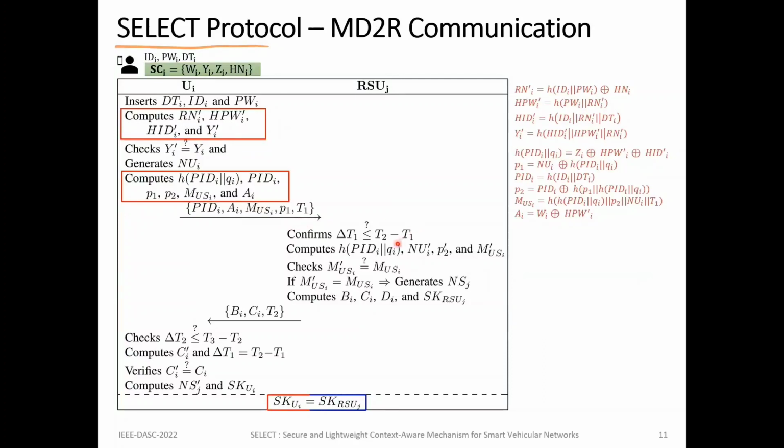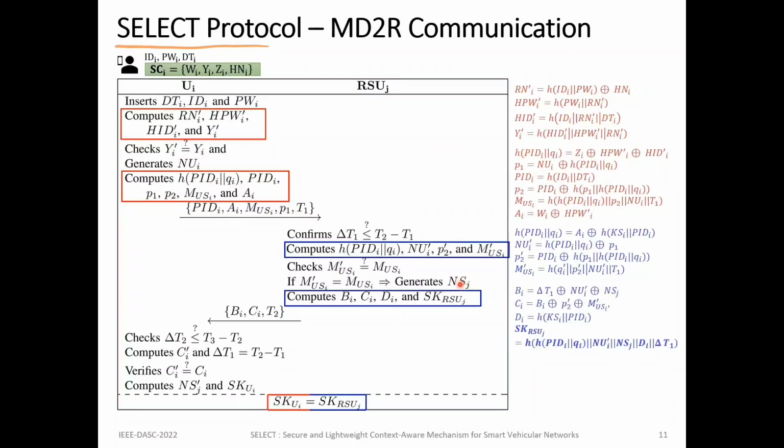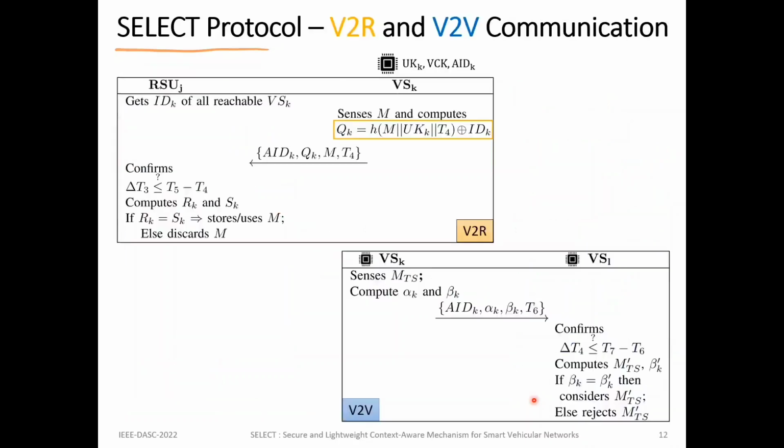And RSU calculates its freshness, and then it again checks whether certain computations are getting matched or not. And if it matches, then only it generates this NSJ, and finally it computes DI, CI, DI, and the session key. And then it transmits this DI, CI, and DI, PI and CI with the timestamp 2 to this user, and the user checks the freshness and then finally generates this session key. And interestingly, we can observe that the session key generated by this RSU and the session key generated by this user I are both the same, and it is correct.